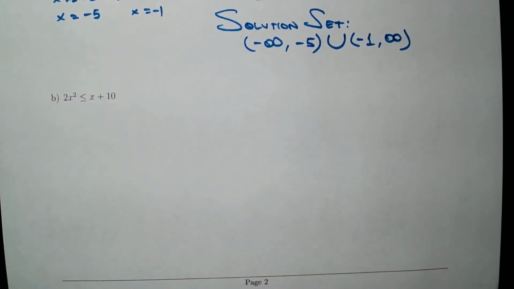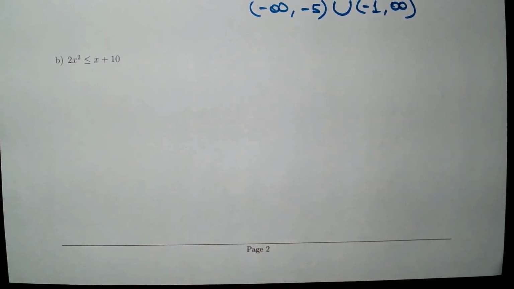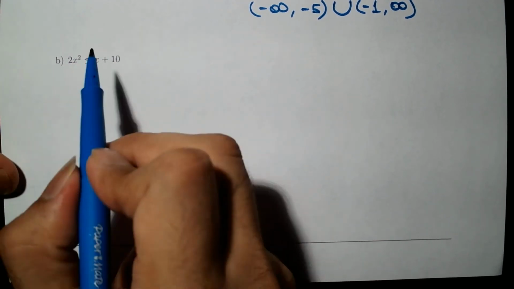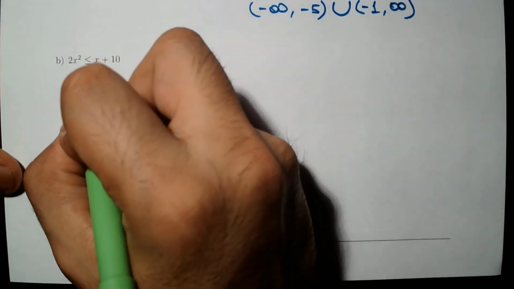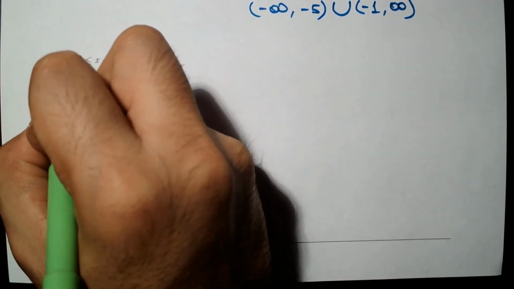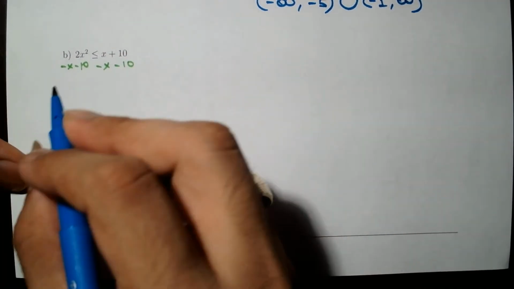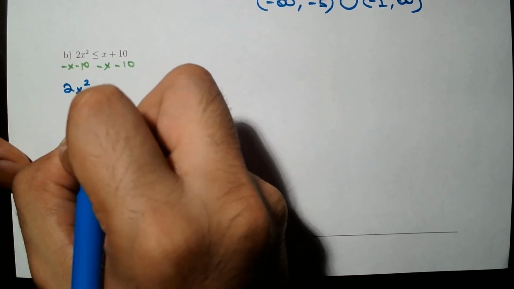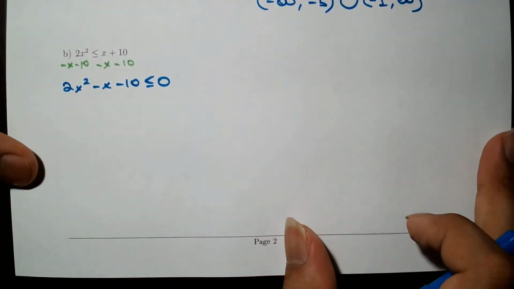Okay, so let's see, what do I have? We have 2x squared less than or equal to x plus 10. So first of all, we need to have all terms on the left hand side of the inequality. To do that, I subtract x and subtract 10 on both sides. Okay, so I'm gonna get 2x squared minus x minus 10 less than or equal to 0.